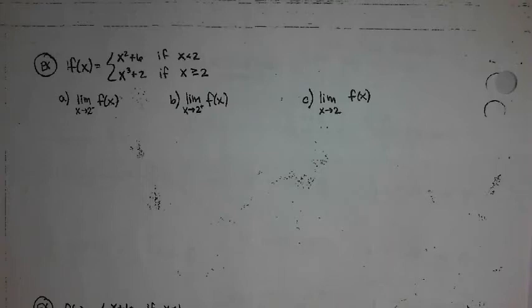For all of them, limit as you approach 2 from the left, you're plugging into the first equation, 2 squared plus 6 is 10, good. Limit as you approach 2 from the right, you're plugging into the second piece, so 2 cubed is 8 plus 2 is 10, correct? Okay. Easy? Okay, try the next one. If you haven't already, sure.